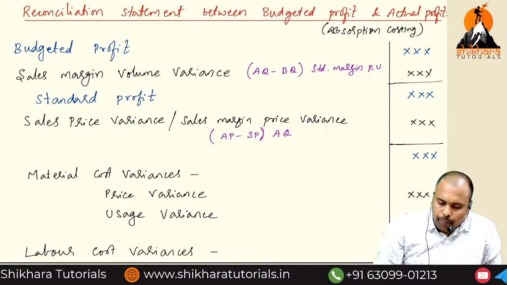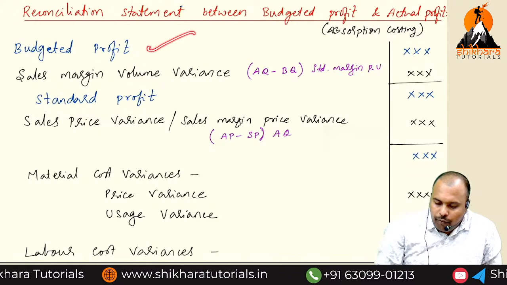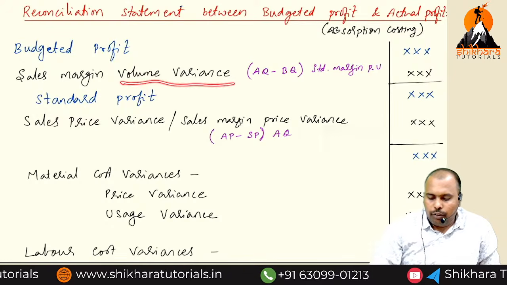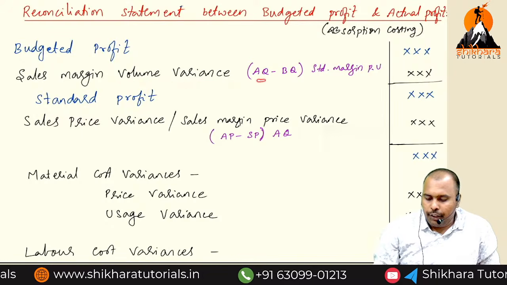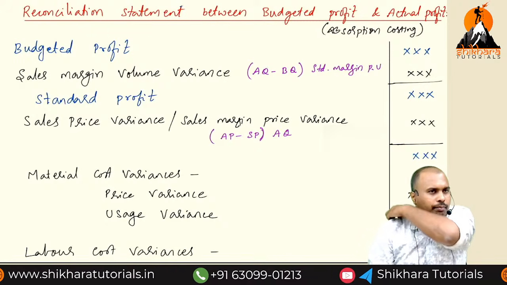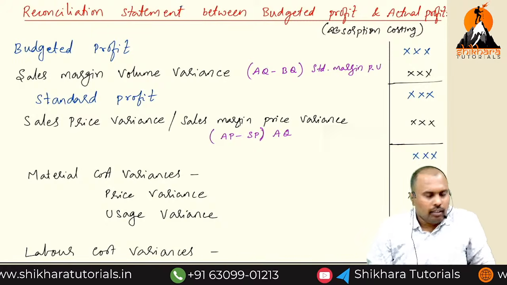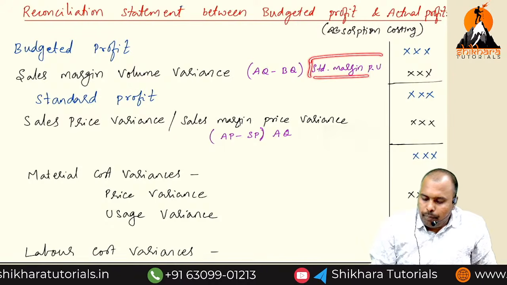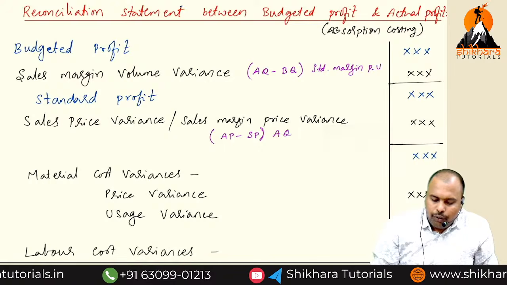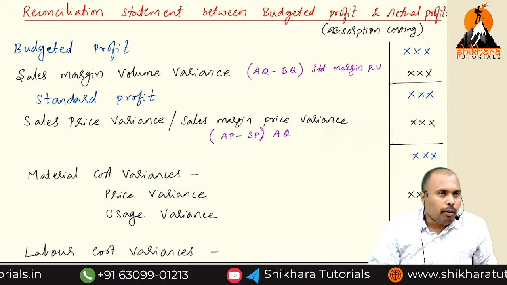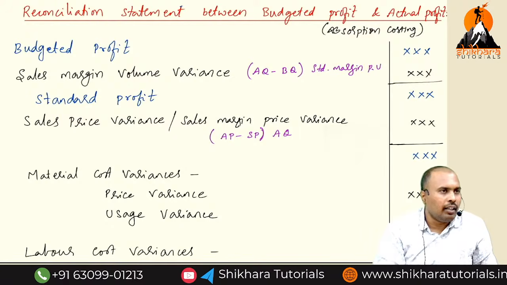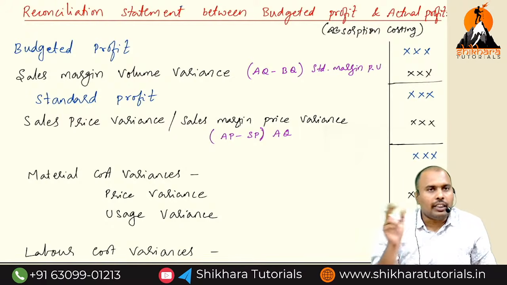First you take budgeted profit. To the budgeted profit, what am I supposed to adjust? Sales margin volume variance, which is nothing but AQ minus BQ. For sales variances, BQ and SQ are the same, right? Clear? So into standard margin per unit, SM. Standard margin per unit. Then what are we going to get? Profit variance. Once we get standard profit, then we have to go for actual profit.